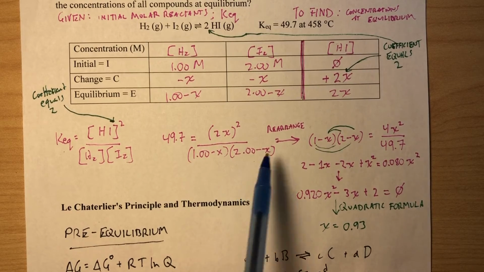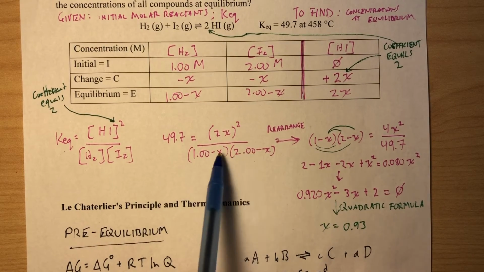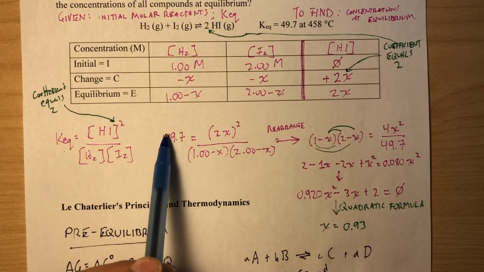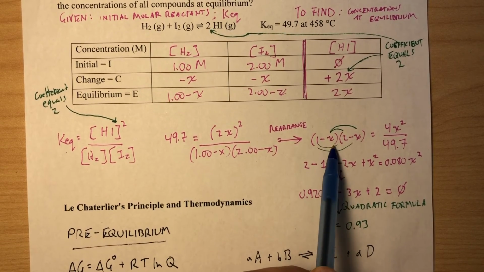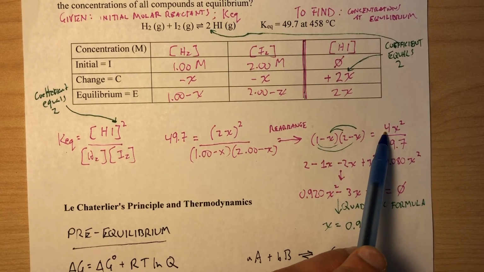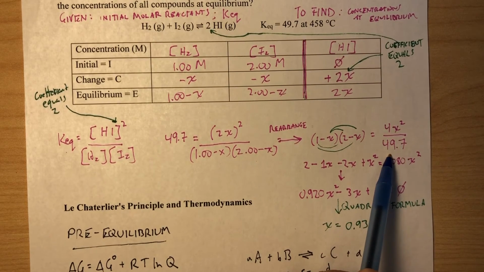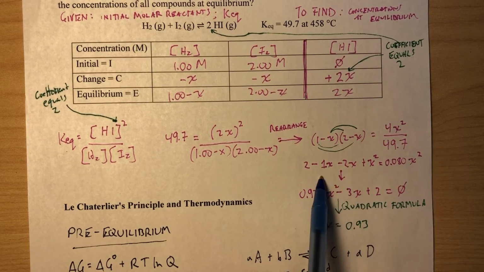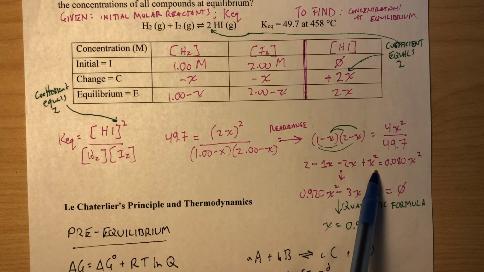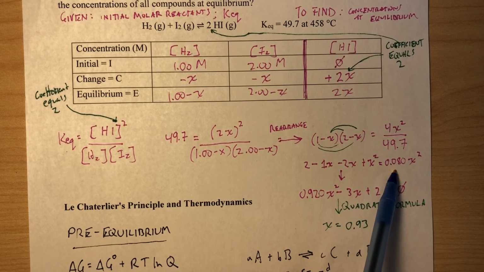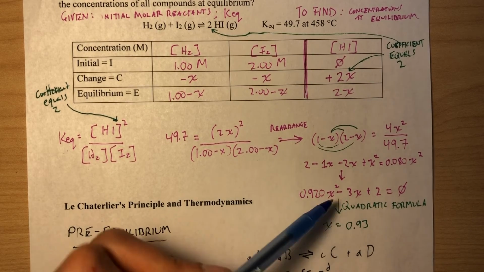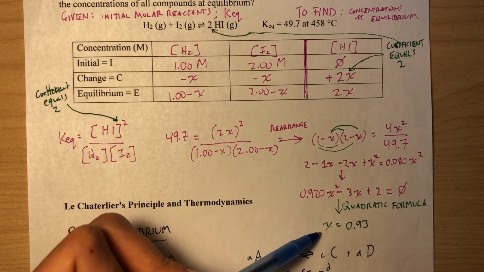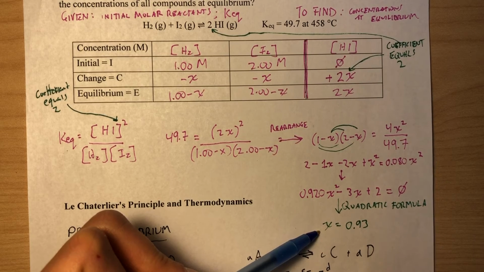We're going to rearrange and bring the denominator up to the side and the 49.7 down to the denominator. So we have 1 minus x times 2 minus x is going to be equal to 4x squared divided by 49.7. We rearrange to get 2 minus 1x minus 2x plus x squared is equal to 0.0805 x squared. We can set all of this equal to 0, solve with the quadratic formula, and we get x is equal to 0.93.